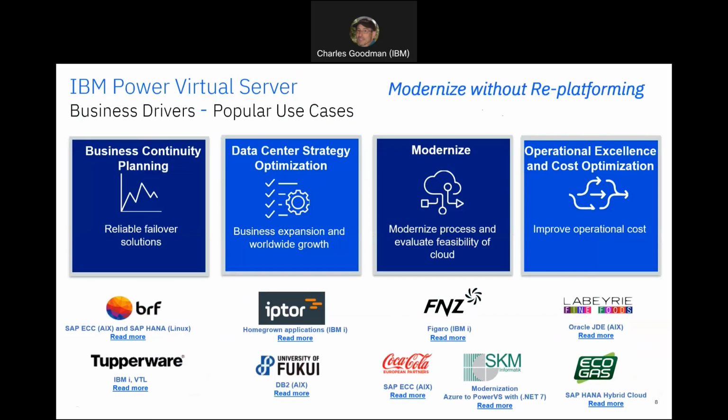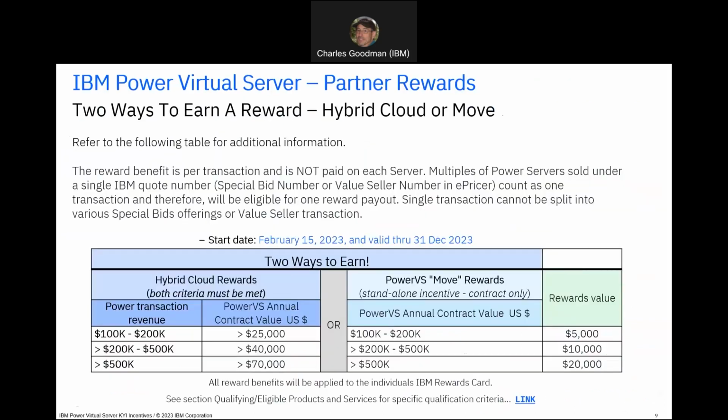Okay. So let's take a second and say, okay, this is great, super, it's wonderful. You have a Power Cloud. What's in it for me? Let me talk a minute about an incentive we have that we just announced back in the middle of February and runs through this year.